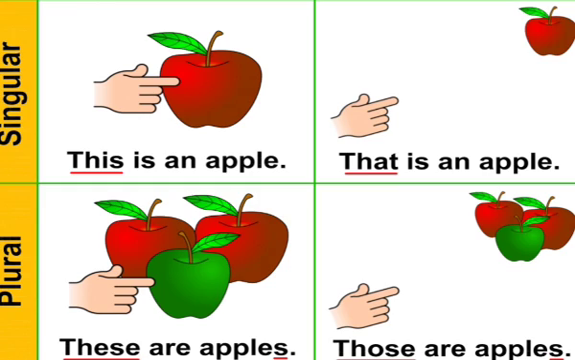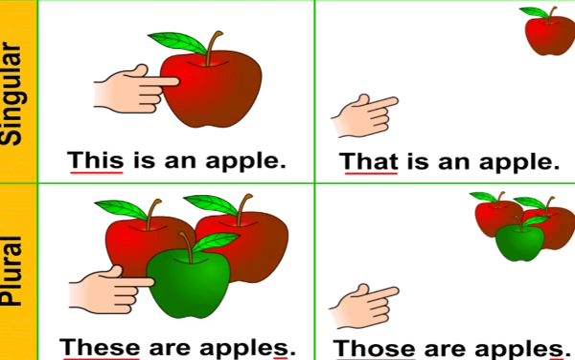Let's understand through image. This is an apple in singular. That is an apple. These are apples. Those are apples in plural. The pronouns this, that, these, and those point out the thing or things which they refer to.